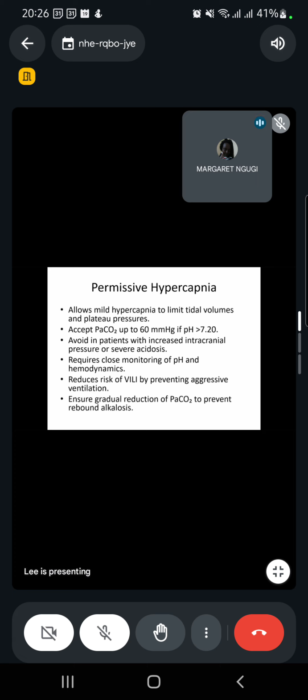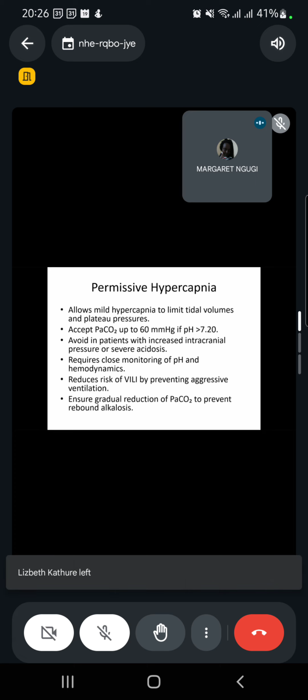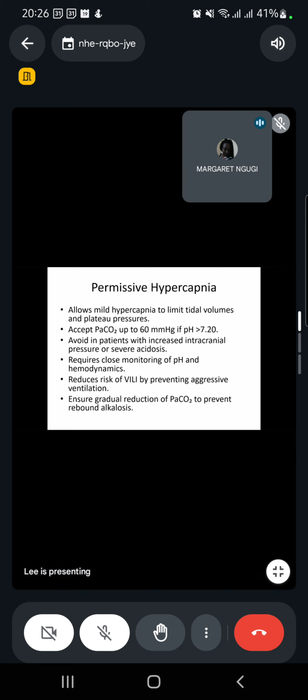You avoid it in certain patients; these are the contraindications for permissive hypercapnia: patients with increased intracranial pressure or severe acidosis, and it requires monitoring of pH and hemodynamics. You ensure you are guided by your partial pressure of CO2 and the partial pressure of oxygen.